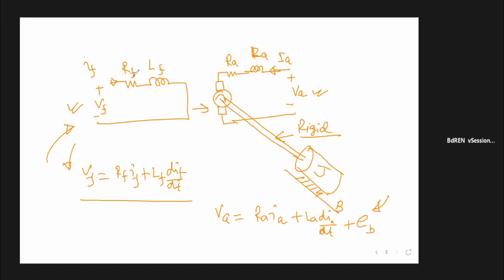But your common sense can tell you what could be the relative values of RA and RF. Because this RA we do not actually want. This is the winding resistance of your armature that will lose power. But this resistance is needed to control the current. So this resistance should have a very minimum value, in the order of ohm or milliohm, or in larger machines even less than this.